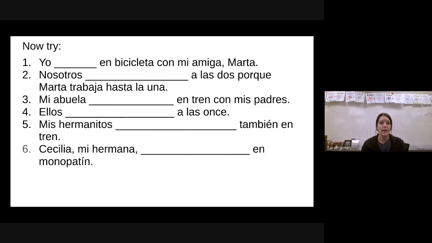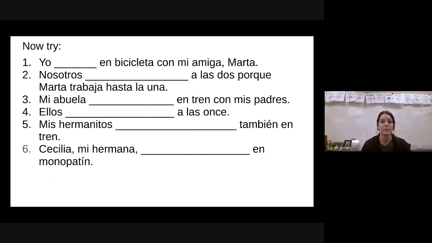All right, I'm going to have you all try this. So go ahead and write down what should go with yo, or think in your head what should go with yo. And I'm just going to tell you your answers as we go here. So you should have vengo for number 1. Number 2, nosotros. We are coming at 2 because Martha works until 1. So that should be venimos with the IMOS, no stem change.